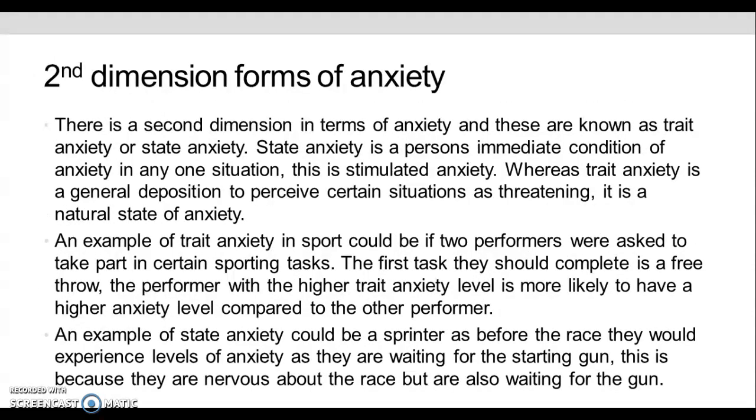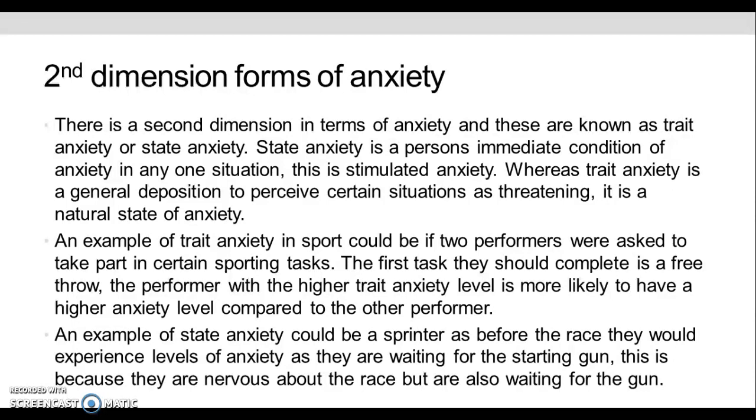There is a second dimension in terms of anxiety, and these are known as trait anxiety and state anxiety. State anxiety is a person's immediate condition of anxiety in any one situation. This is stimulated anxiety, whereas trait anxiety is a general disposition to perceive certain situations as threatening. It's the natural state of anxiety.